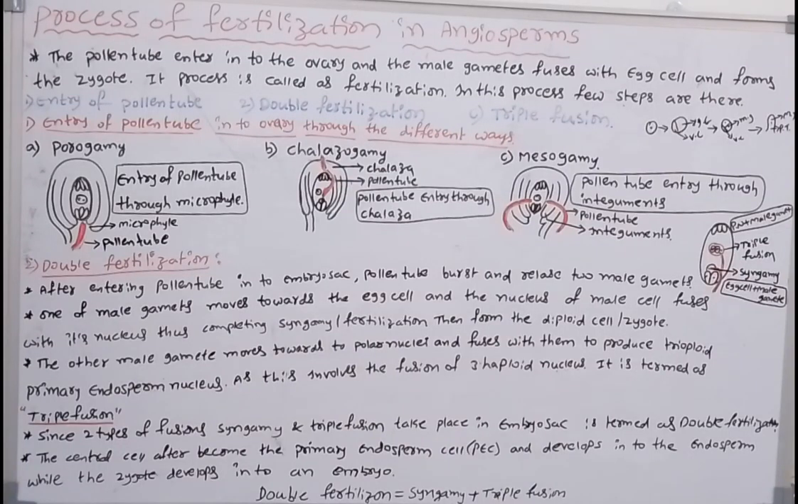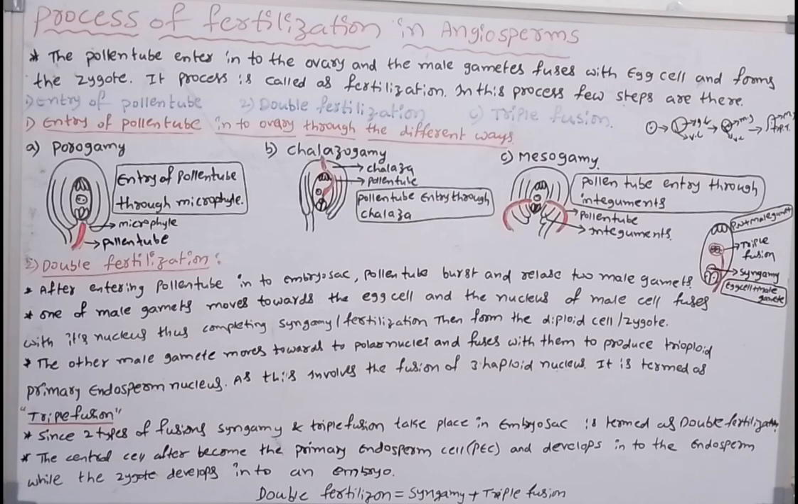Hi students, today we are discussing the topic process of fertilization in angiosperms. See, this question is very important in Inter first year botany. In the previous class we learned about the mature angiosperm embryo sac structure. The next question is the process of fertilization in angiosperms.